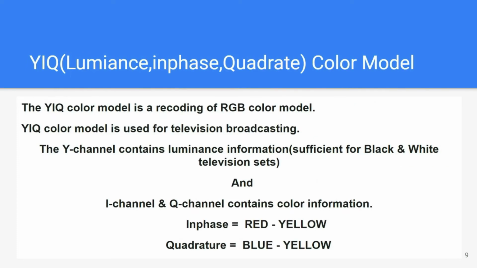The next color model is the YIQ color model. YIQ stands for luminance, in-phase, quadrature. The YIQ color model is a recoding of the RGB color model. The YIQ color model is used in television broadcasting. The Y channel contains the luminance information sufficient for black and white television sets, and the I channel and Q channel contain color information. In-phase is equal to removing red from yellow, quadrature is equal to removing yellow from blue.